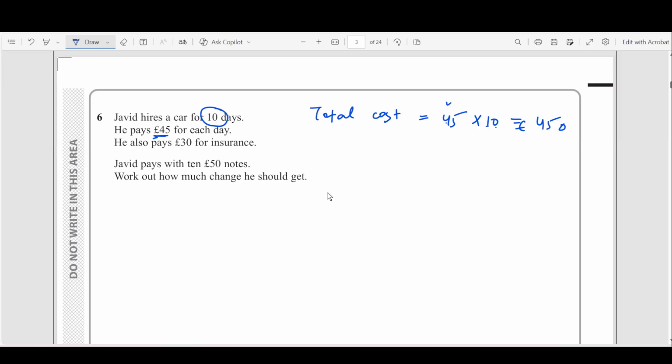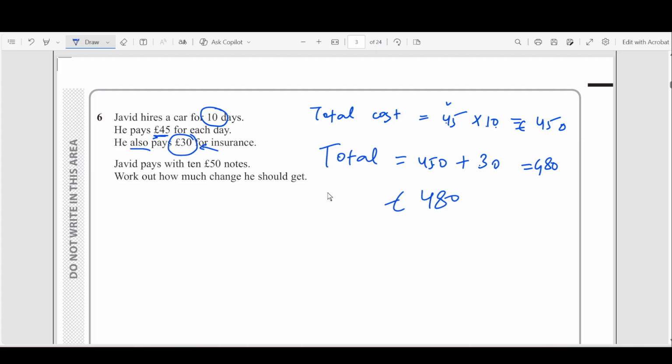So euros. Now the total cost of the hire is the daily cost plus insurance. Insurance is 30. He also pays. So that means we need to add this to find total cost. This is still not total, right? So in total we need to add 30 for insurance. So if we add these two, 0, 5 plus 3, 8, and then 4. So we got 480 euros. So this is our total cost, 480 euros.